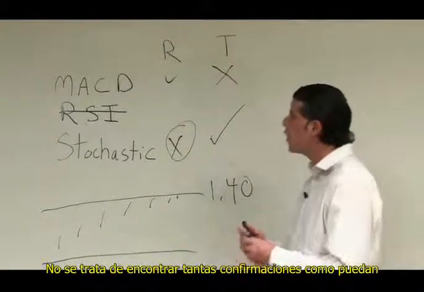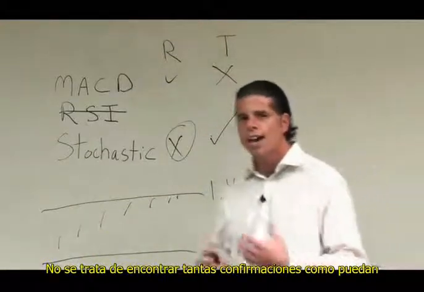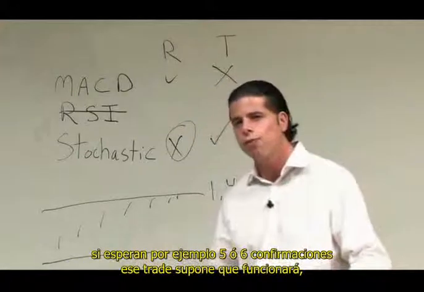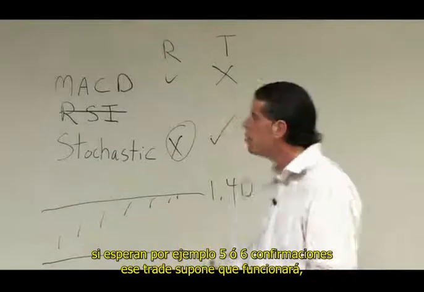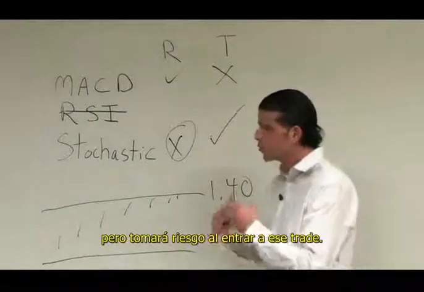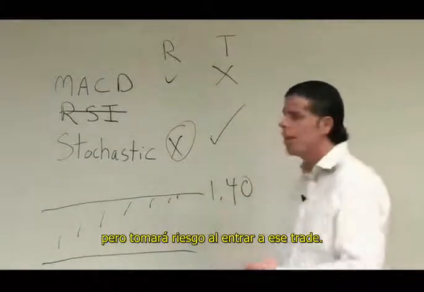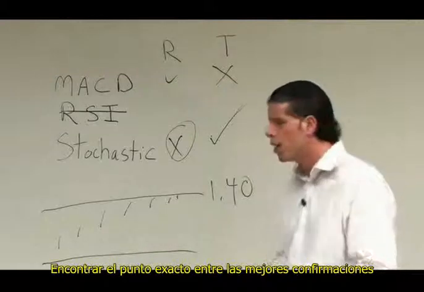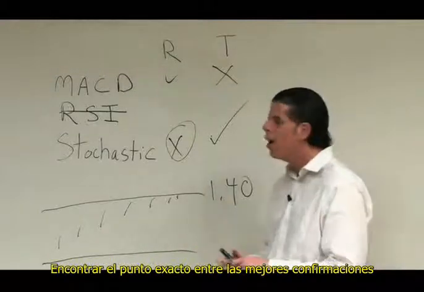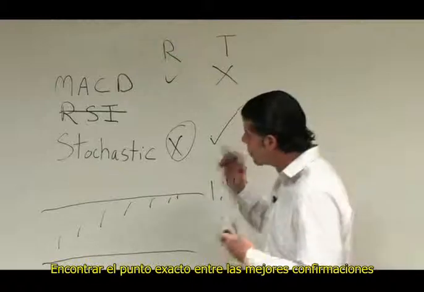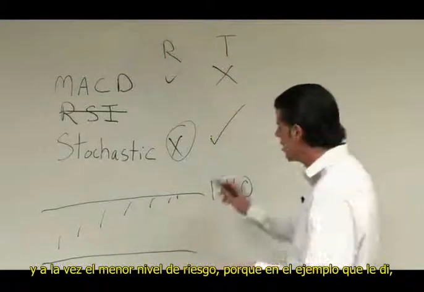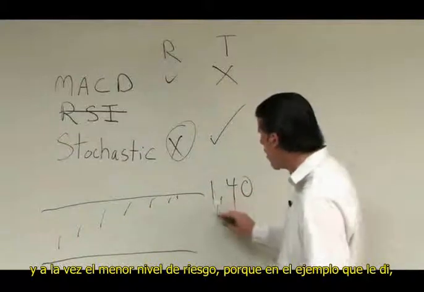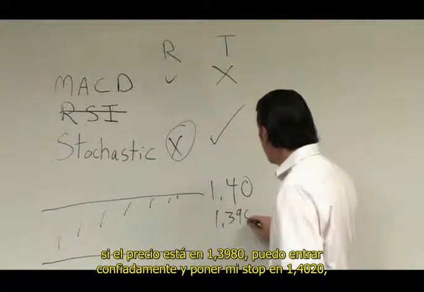It's not always about finding as many confirmations as you can, because if you do, let's say you find 7 or 8 confirmations, yes, that trade is more likely to work out, but in waiting for those confirmations, you're going to have to take more risk when you do enter the trade. So it's finding that sweet spot of having the best confirmations as well as taking the least amount of risk.